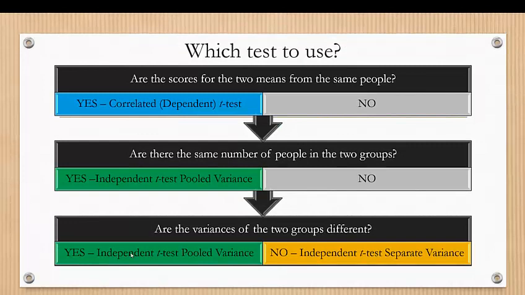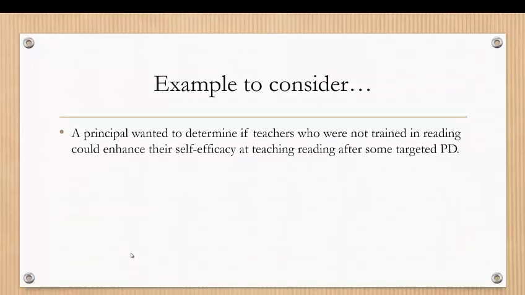All right, so which of the three tests do we use? We're going to work through samples of each of these. We're going to ask the question: are the scores for the two means from the same group of people? If we say yes, then we use a dependent t-test. If we say no, we continue down our chart. So let's assume that we said yes, and look at what a dependent, correlated, or paired t-test looks like. What are we talking about when we say the two means from the same people? Let's get an example here.